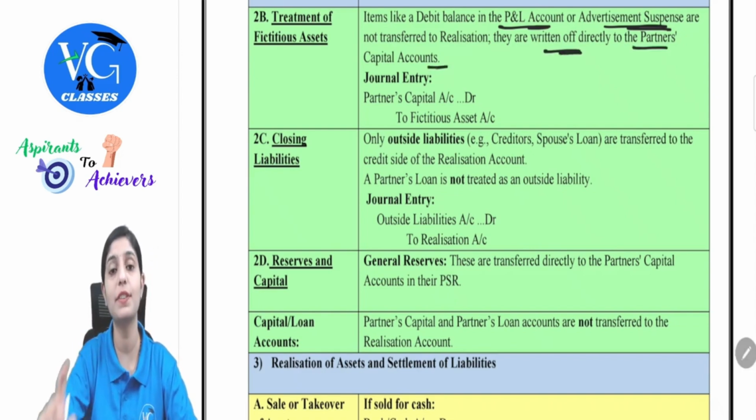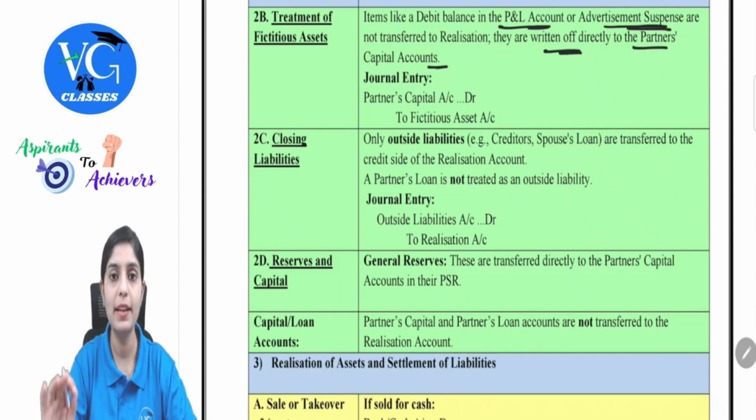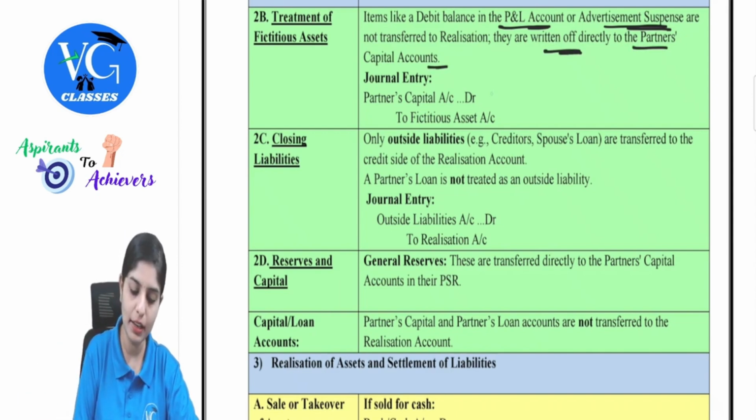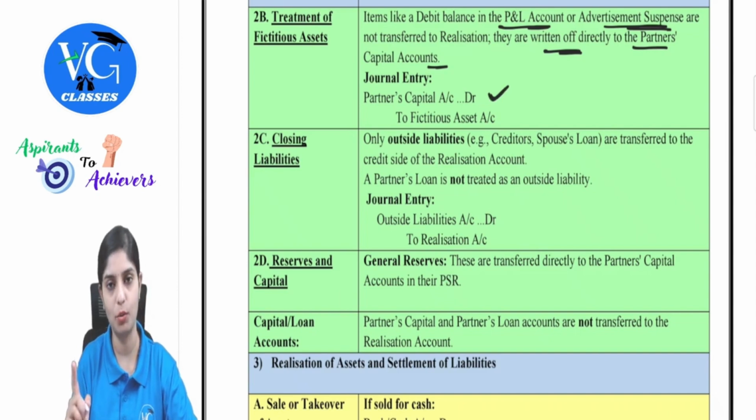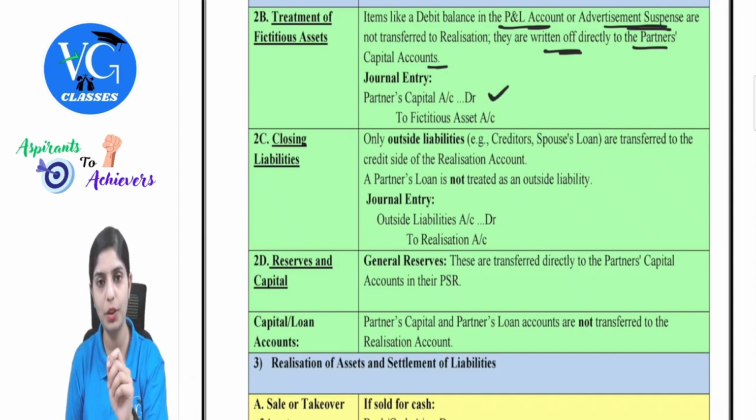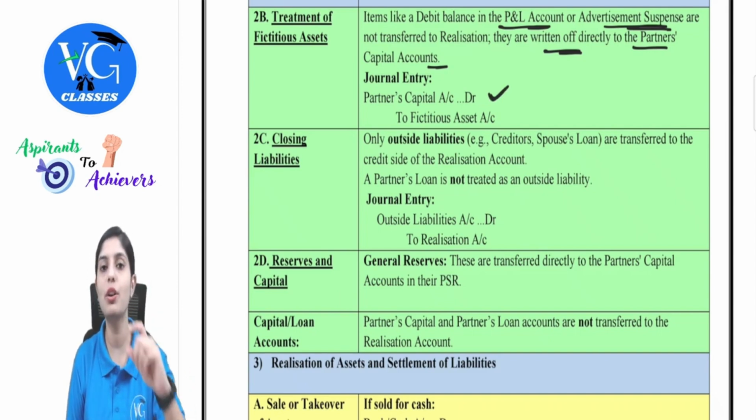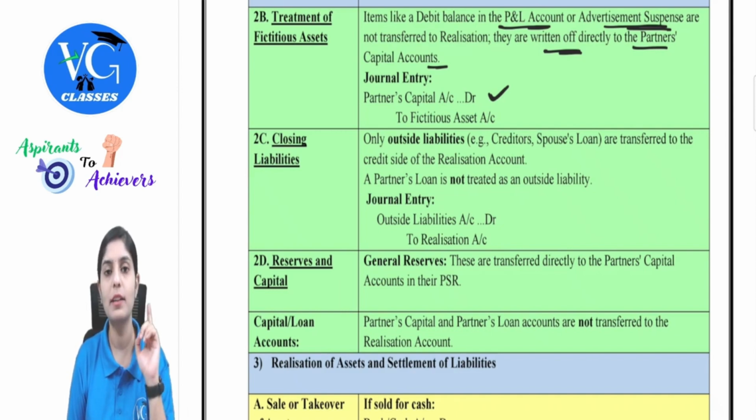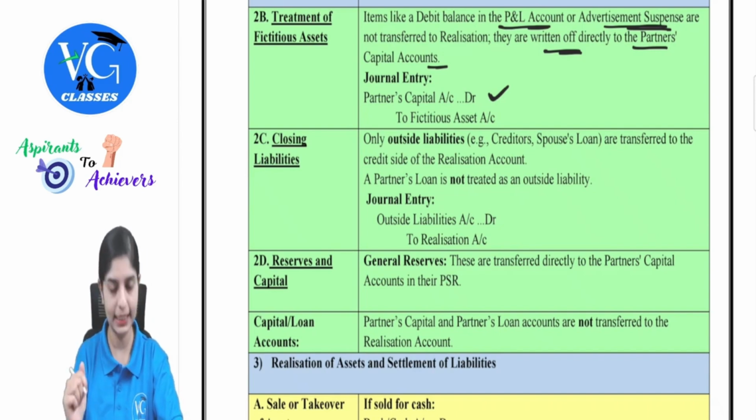So when such a fictitious asset is present, the entry we observe is that we directly route it through the partners' capital account. So therefore, partners' capital account debit to fictitious asset. The logic of framing this entry is that the fictitious asset will have a debit balance. I have to cancel it, so I will credit. This will bring down the capital balances. Partners' capital will have a credit balance, so to bring down the balance, it will be debited. I hope this is clear.